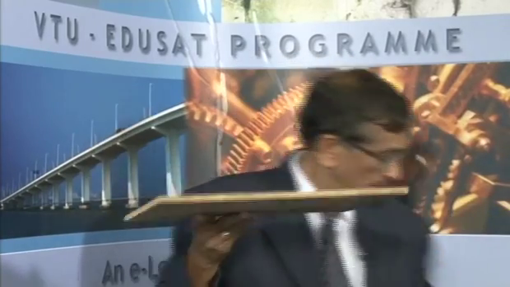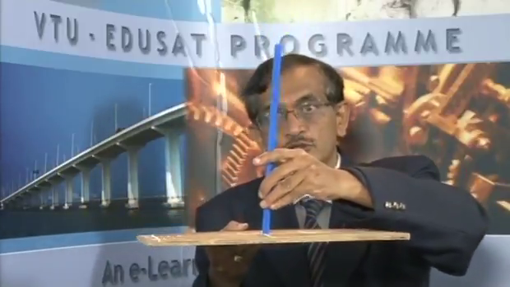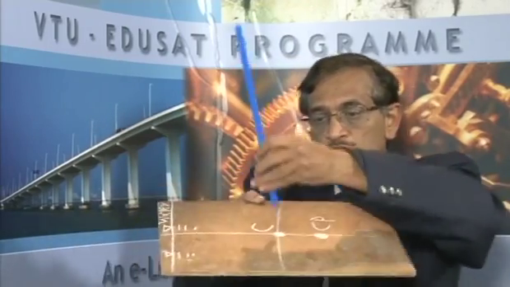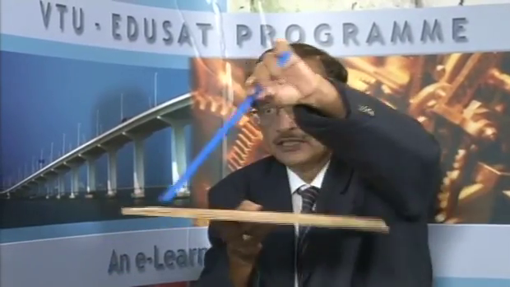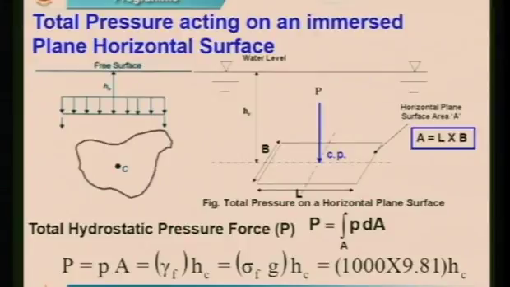For example, this is a plate and say this is the water level. So this will be H equal to HC. This is the center of pressure at this point C, which I have shown by a chalk. So Cp is here. This part you are seeing is L and this is B. So L into B, okay, and you can see gamma of the water is 1000 into 9.81 into HC. So if you ask me, the formula for total pressure will be P equal to gamma into A into HC bar. I will write it like this.